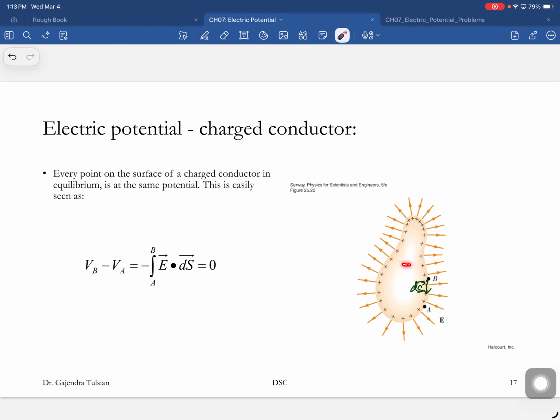In fact, what is the electric field inside the conductor? 0. So if you do a line integral along here, that would be 0 as well. So the potential here is the same as the potential on the surface. So in fact, the entire conductor is an equipotential object. Okay. So if anywhere on the conductor the voltage is 10 volts, that means everywhere on the conductor, the voltage is 10 volts.